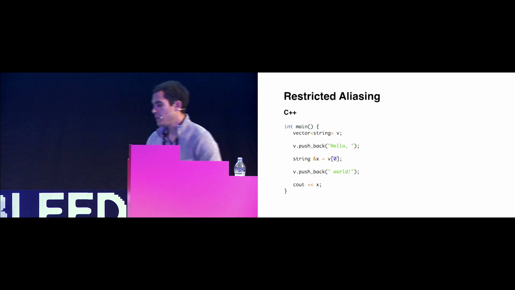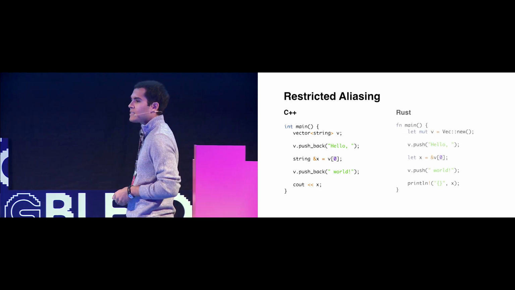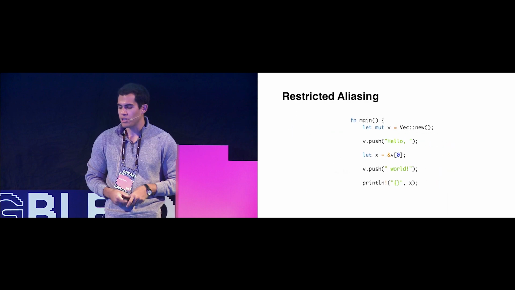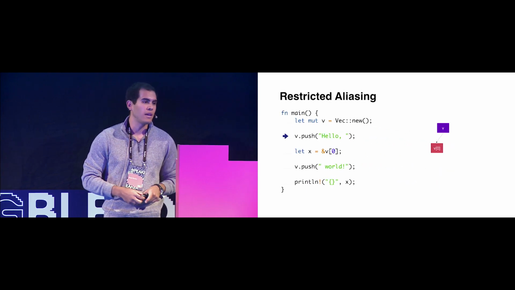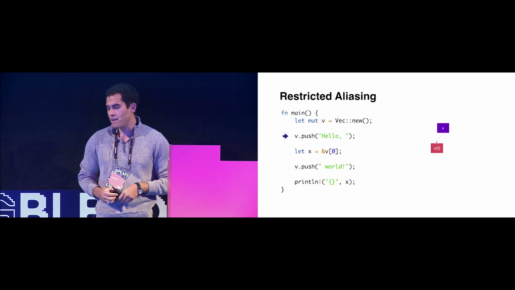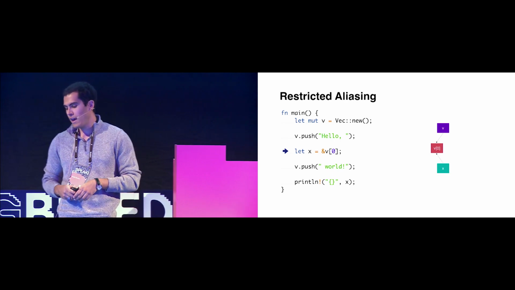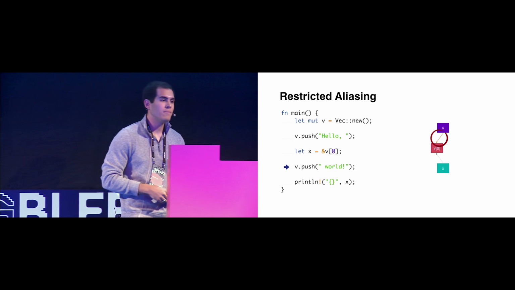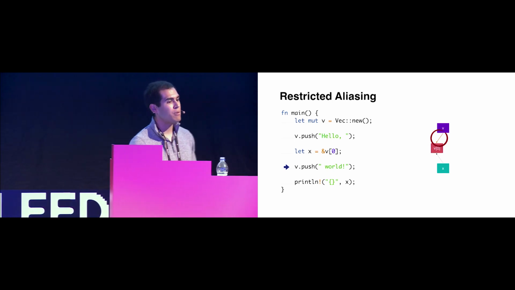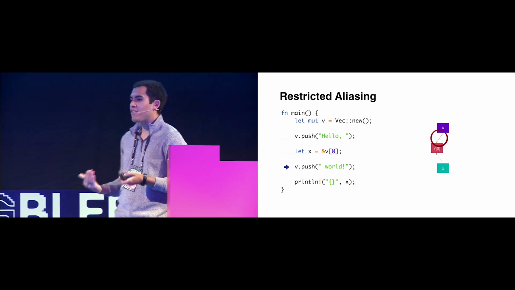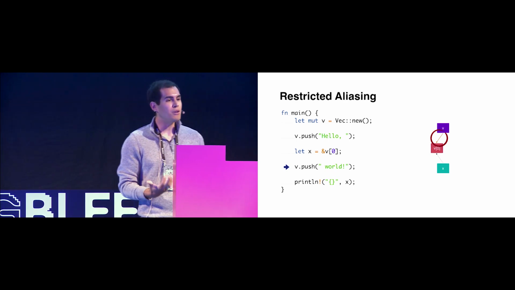Here's the C++ code. Here's the Rust code again. Let's look at why this code won't compile in Rust. So here's the code. We'll start at the beginning. We push this string. V now holds a reference to it. Now x holds a reference to it. And we try to push this other string. And what Rust will say is, whoa, in order to push that string, you have to be able to mutate the vector. But hey, there's currently a reference to that thing inside the vector. So clearly, you shouldn't be able to mutate the vector.